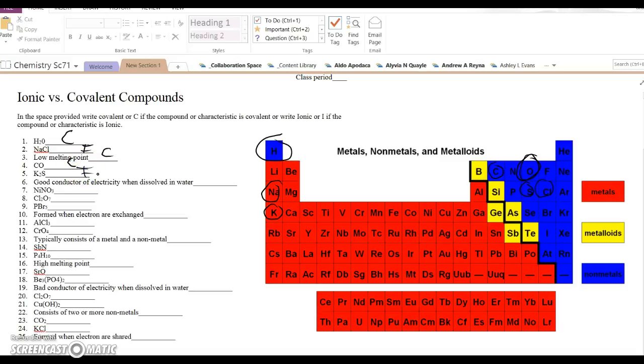So again, ionic compounds are composed of a metal and a nonmetal. Covalent compounds are composed of 2 or more nonmetals.